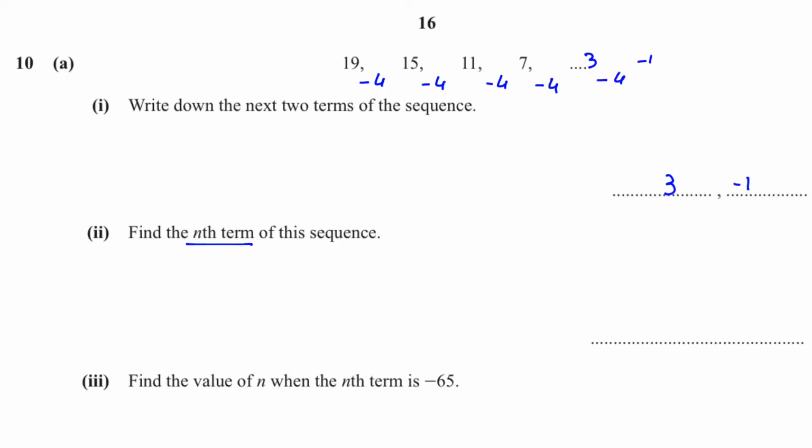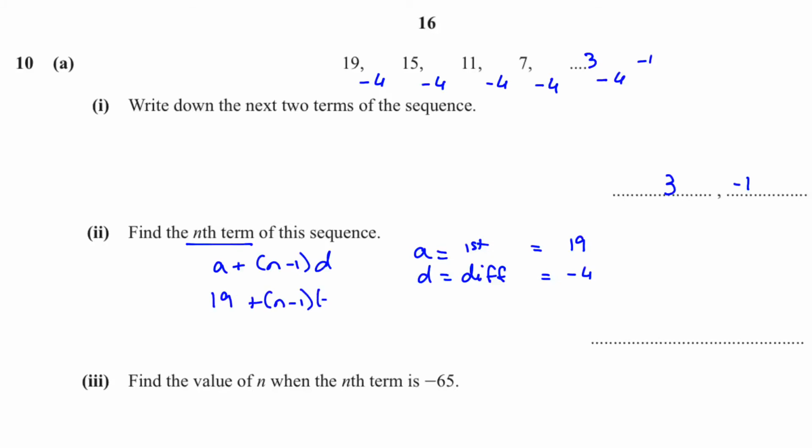Find the nth term of this sequence. We use a plus (n minus 1) d. a is your first term, d is your difference. So from the sequence, what is our first term? 19. And what is our difference? Negative 4. We are going to just replace it here and then expand the bracket. So 19 minus 4n plus 4. 23 minus 4n is your answer.